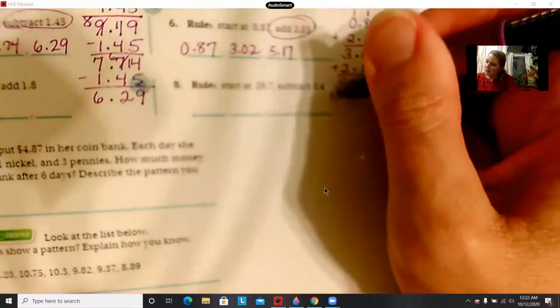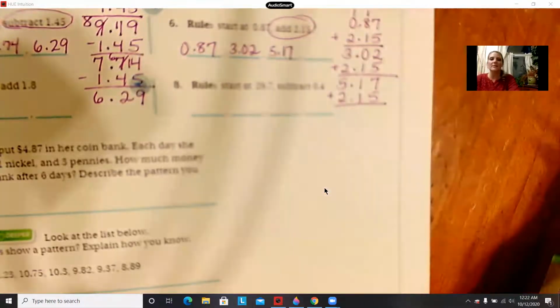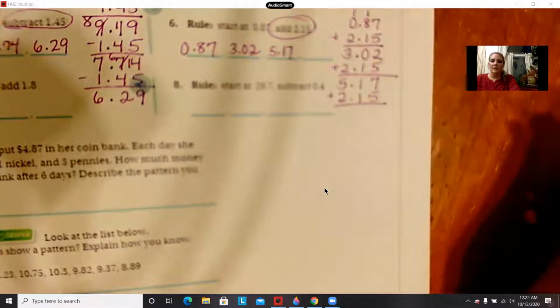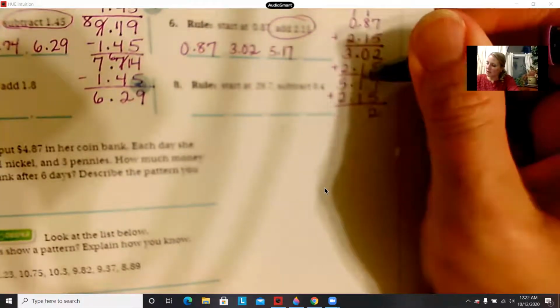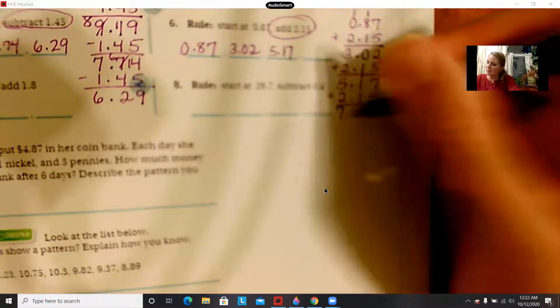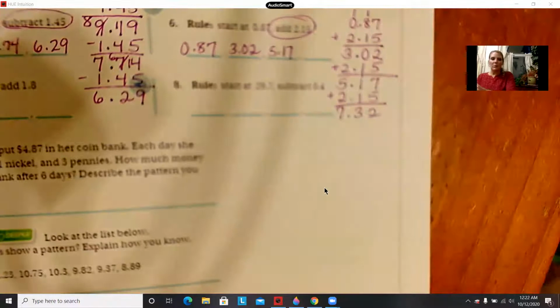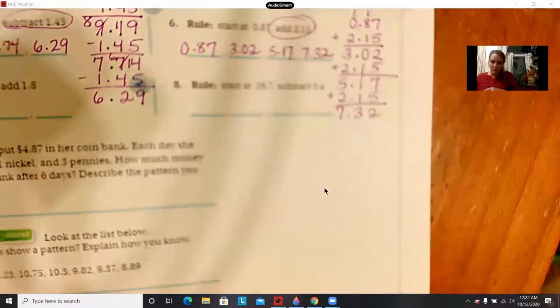Okay, and our last term, again, we want to add 2 and 15 hundredths to that. Okay, 7 plus 5 is 12. Carry our 1. 1 plus 1 plus 1, 3. Bring down your decimal point if you didn't already do so. And we have 7 and 32 hundredths as our final term.